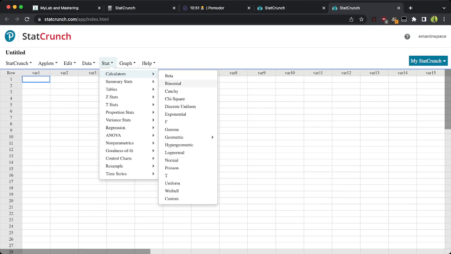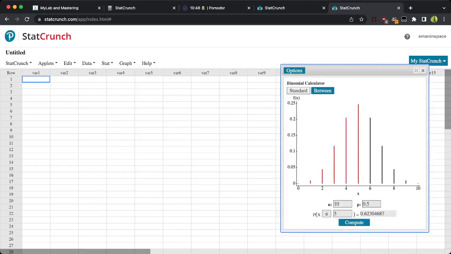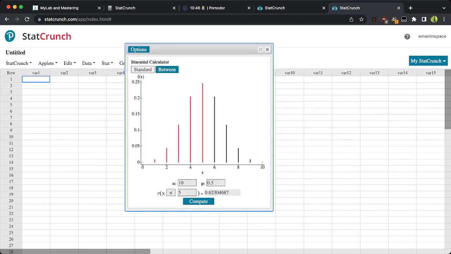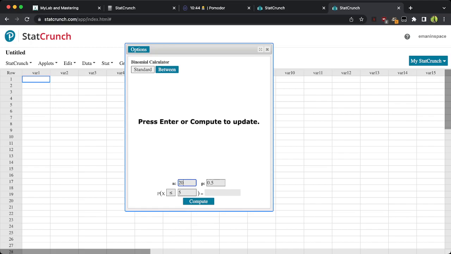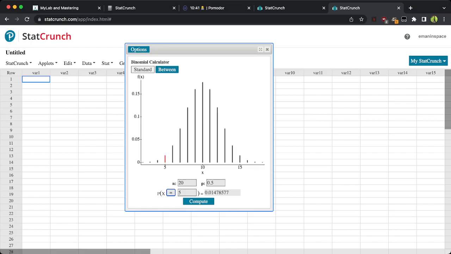Okay, so you have to set everything up from the numbers that are given. Notice there's a place to input the number of trials right here, so we'll go n equals 20. Our probability of success equals 0.5. Now you can see where it says probability x less than or equal to 5. Depending upon what you're calculating, you'll put less than, greater than, or in this case we want equals, so we get probability x equals 5.